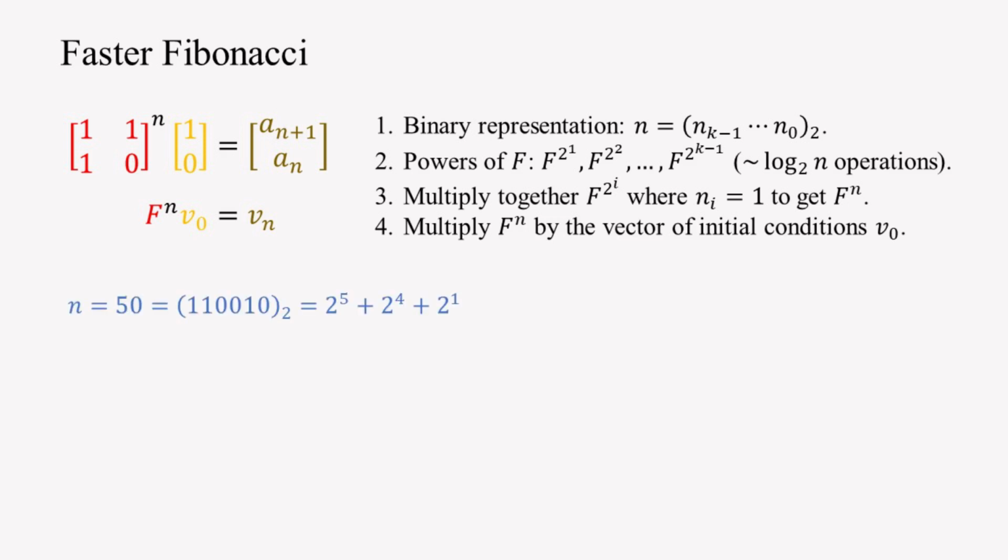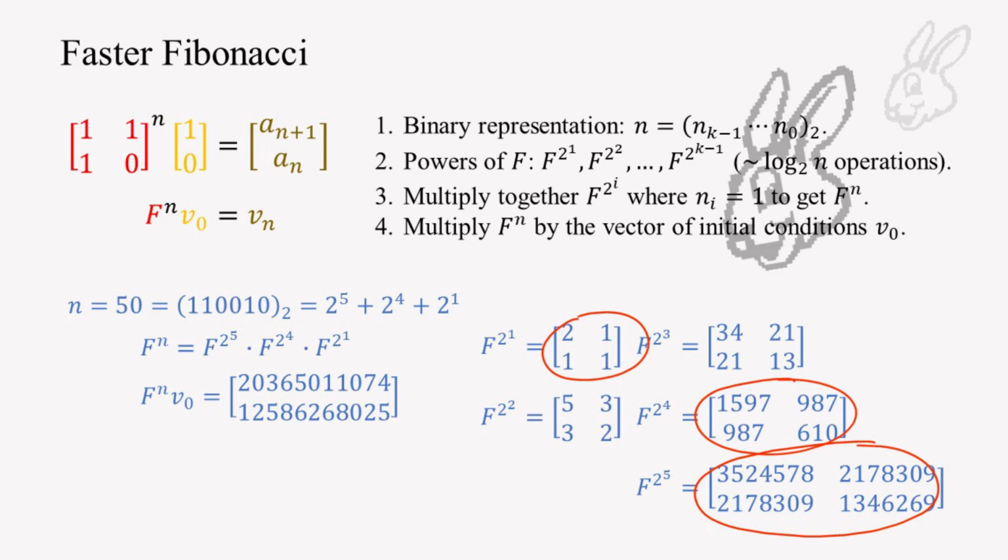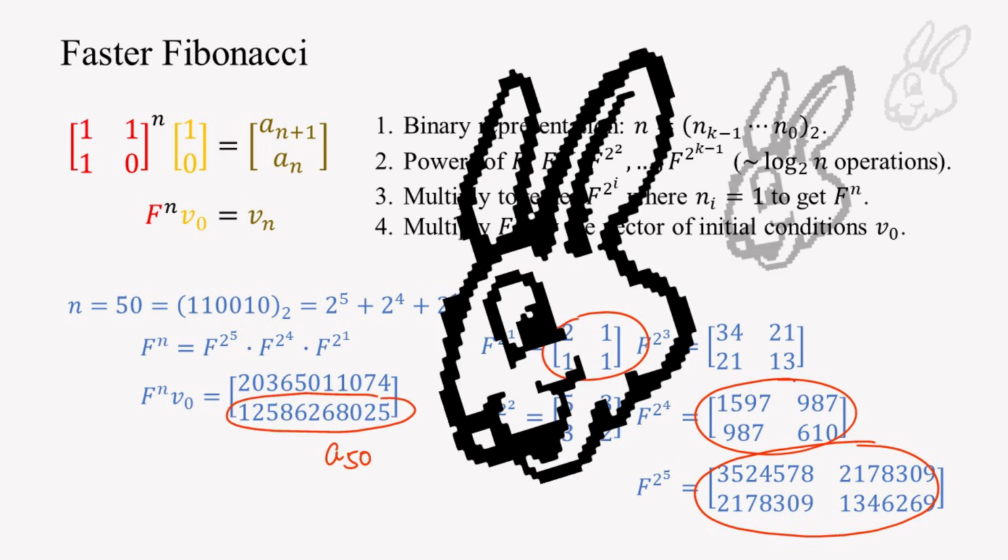Let's try it out by computing a sub 50, or the 50th Fibonacci number. Yeah, that's too many rabbits.